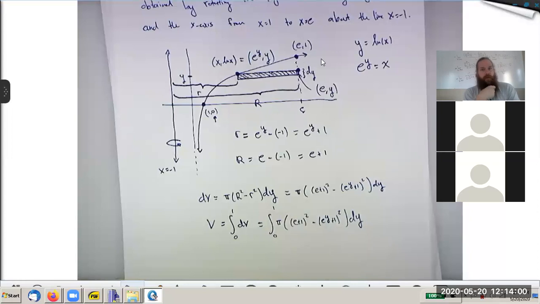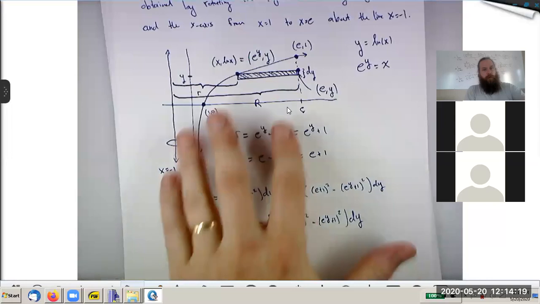Yes, Caesar just asked a really good question. How do I know if the strip is going to be vertical or horizontal? For the disk washer method, the strip is always drawn perpendicular to the axis of rotation. That's the big thing. And it turns out that's the big difference between 6.2 and 6.3, between the disk washer method and the cylindrical shell method.